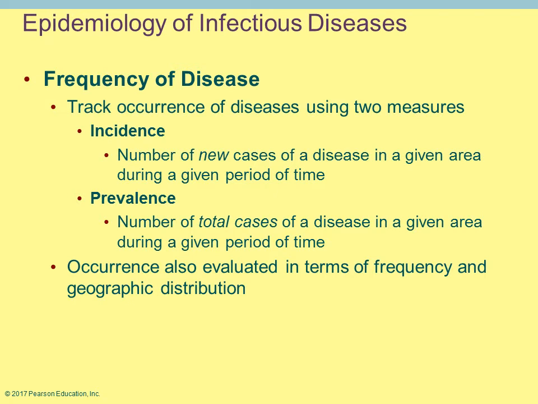They will look at the frequency. Epidemiologists will look at incidence versus prevalence. Incidence is the number of new cases in a given area during a given period of time. Prevalence is the number of total cases in a given area during a given period of time.